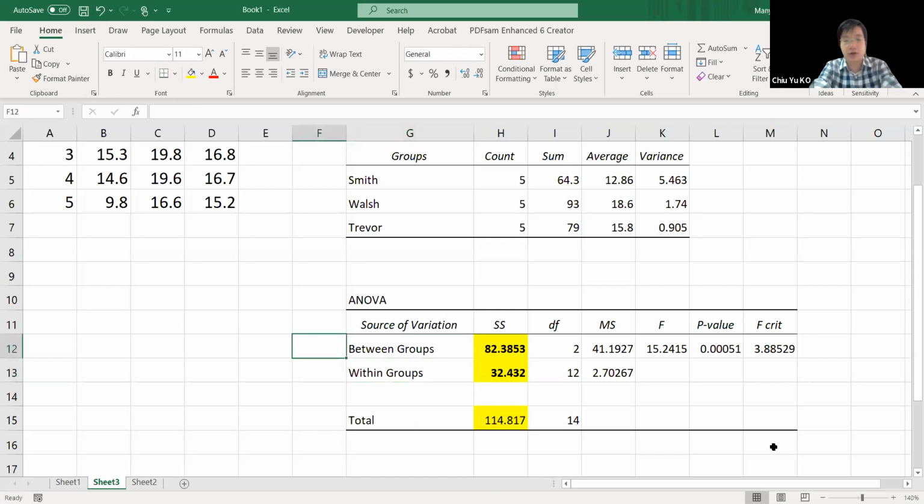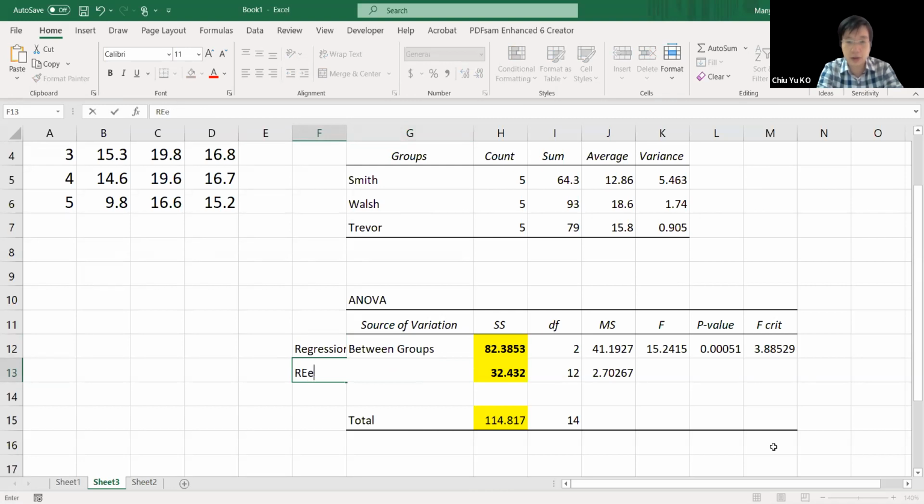Okay, you can say this is the regression, if you really want to draw a regression, and this is the residual. If you really want to draw the parallel, yes. Is that okay?